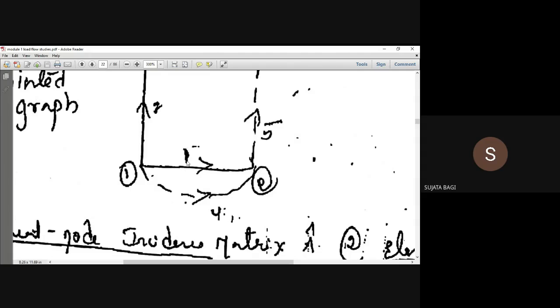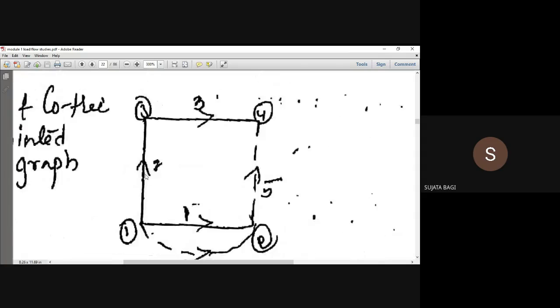So now this first element is in between node 1 and 2, and this is towards 2. Towards 2 you have to take negative, away you have to take positive. Keep in mind. And the second element is in between 1 and 3, towards 3. So here you are getting minus 1 and here plus 1.